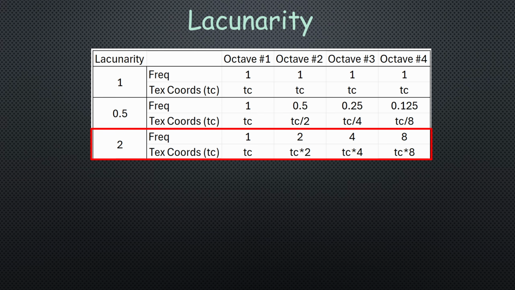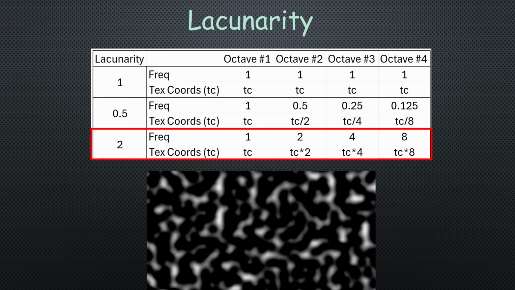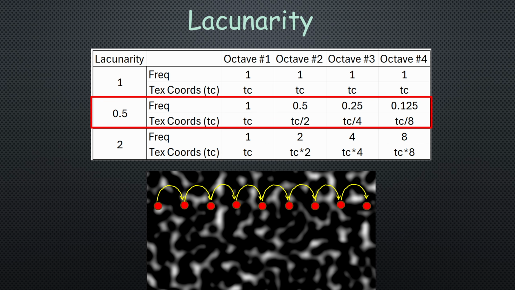If it is greater than 1, the frequency increases, which scales up the coordinates in each iteration. This means that we are moving quickly across the noise field, which creates a lot of changes in the height. If it is less than 1, the frequency decreases, which scales down the coordinates. This means that we are moving slowly across the noise field, which creates more gradual changes.